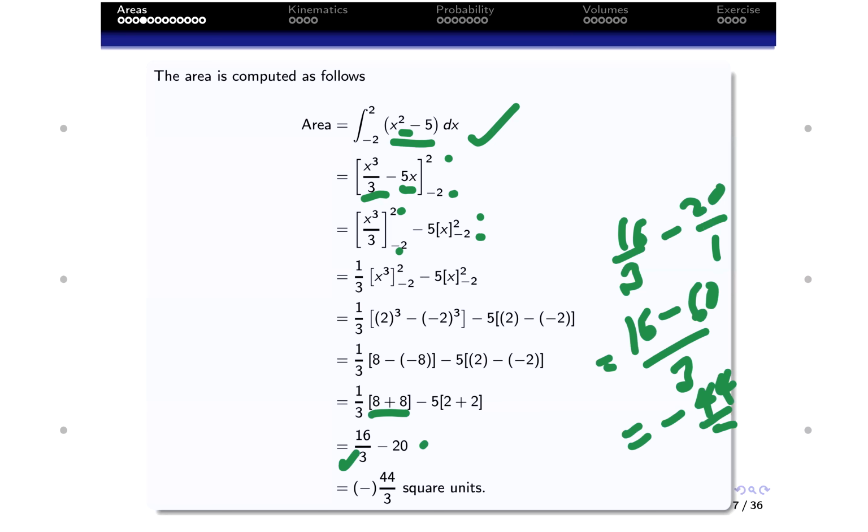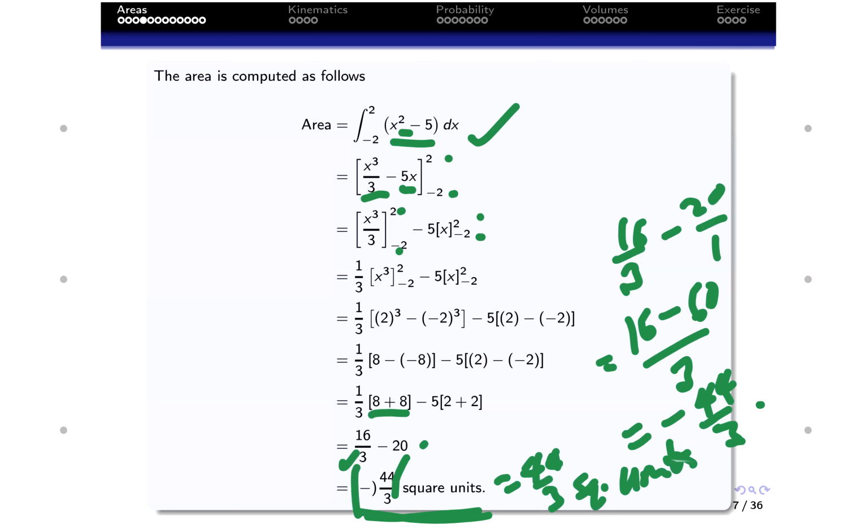And of course, since we are dealing with area, it cannot be negative. So we ignore the minus. We take the absolute value of this, and at the end of the day, we have 44 over 3 square units as our answer. And that's how you compute such an area.